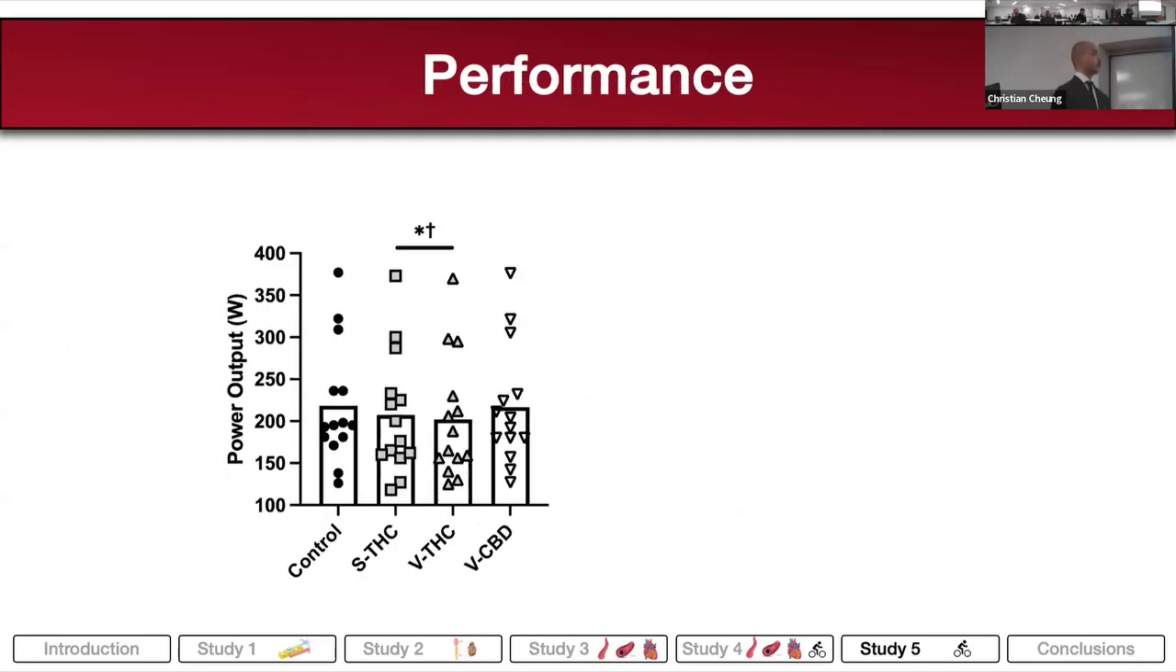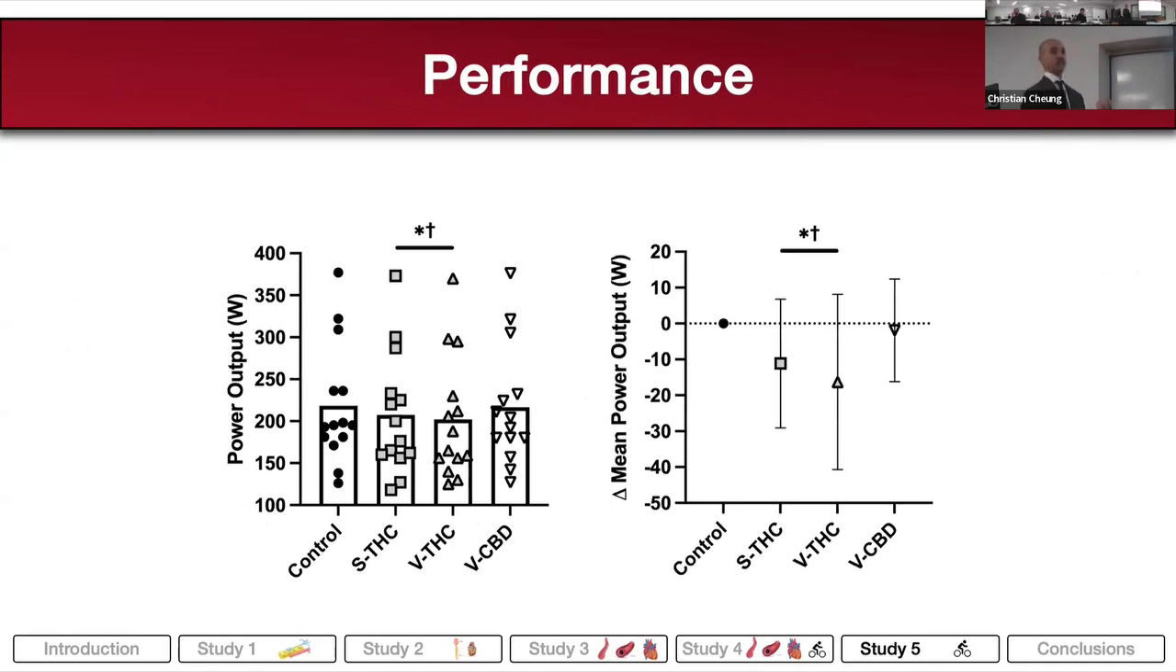Now, despite that, we did see an effect on performance such that the THC-containing conditions reduced mean power output during the cycling exercise, with this effect being on the order of 10 to 20 watts, which, for those who aren't cyclists, I'll just note is a significant performance effect that also compares well in magnitude to other nutritional and ergogenic substances that you might use in this context.